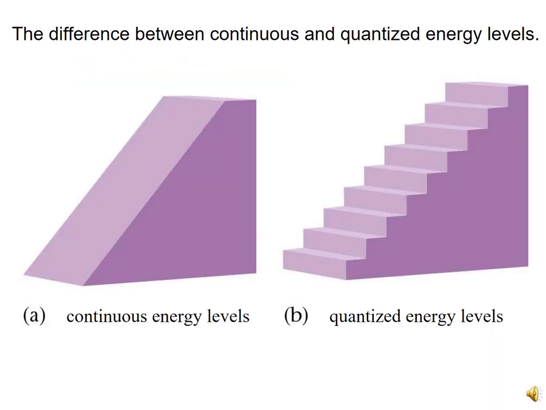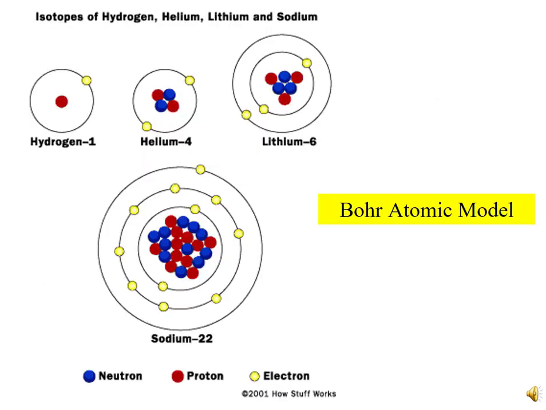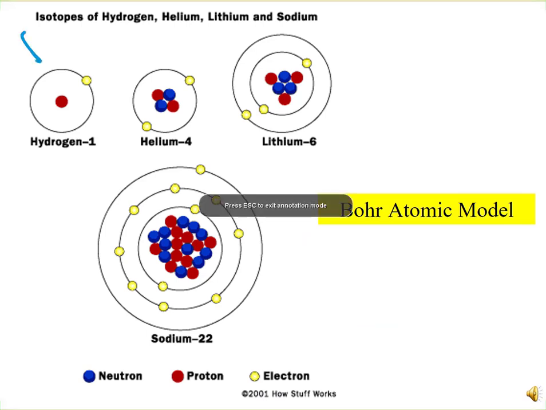Those energy levels are quantized, meaning they're by steps. So it's not a continuous energy level where the electron can be anywhere outside the nucleus. Instead, you're going to find them at specific energy regions or quantized energy levels. This is Bohr's atomic model. He studied hydrogen, which has one proton and one electron.